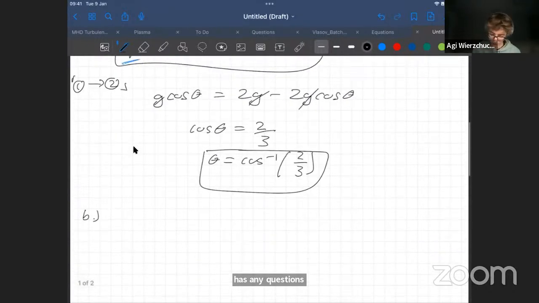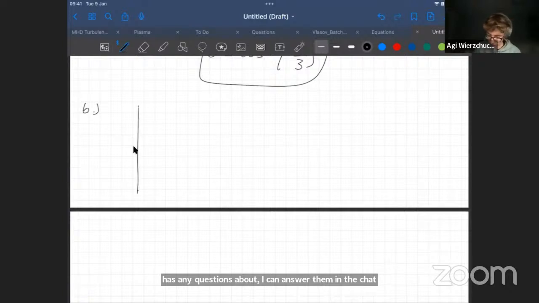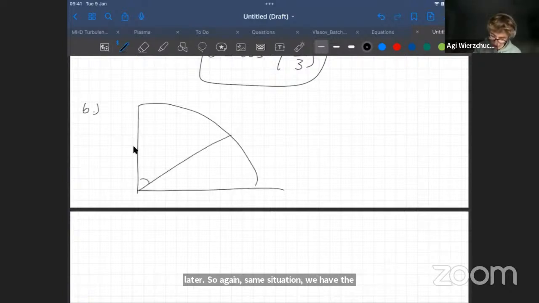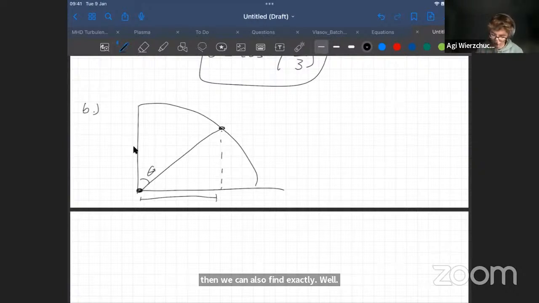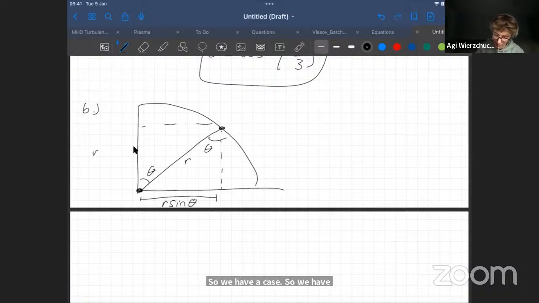So again, same situation. We have the marble, and we have found that it leaves at this angle theta that we've just worked out below. So we know exactly what angle it leaves at. Then we can also find exactly how far away from the middle of the hemisphere it's going to leave, because like I mentioned before, this is r, and this is also theta, using the Z angles or whatever you want to call them, which means that this distance here is going to be r sin theta.